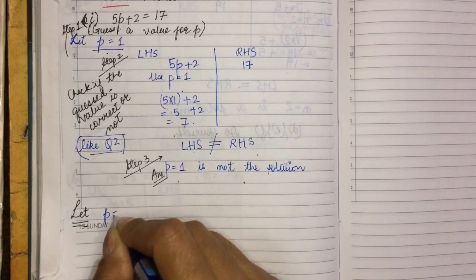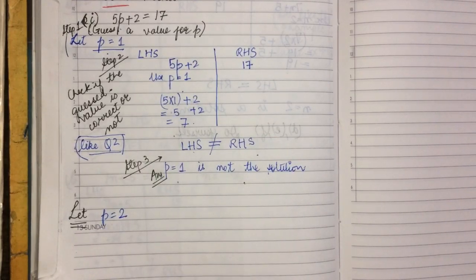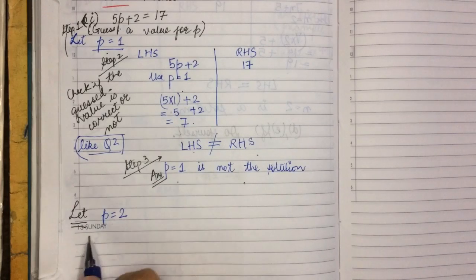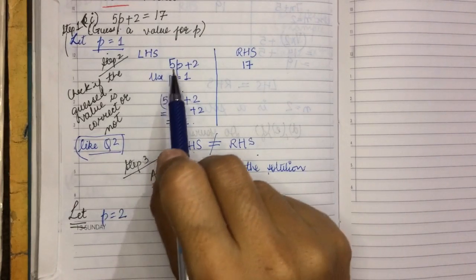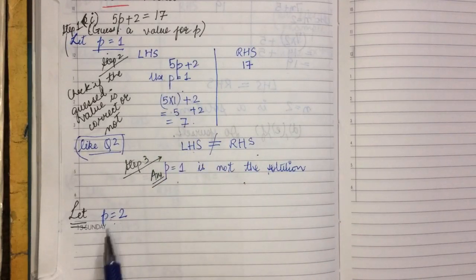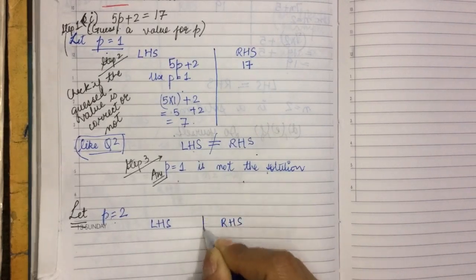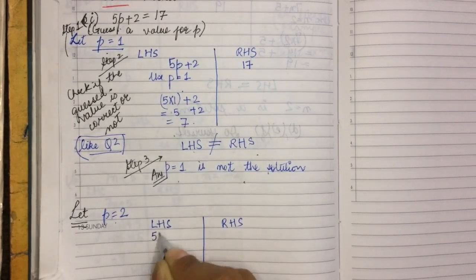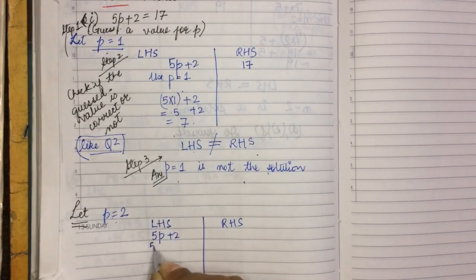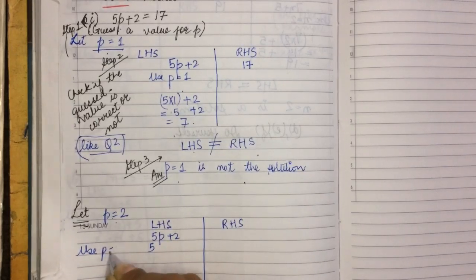So let p equal 2. If you want, you can skip. You can take 3, 4, or 5. You can jump to the answer directly. So I'm taking p equals 2. Now I have to check whether this is correct or not. For that, I'm going to separate the two sides again. So 5p plus 2, using p equals 2.